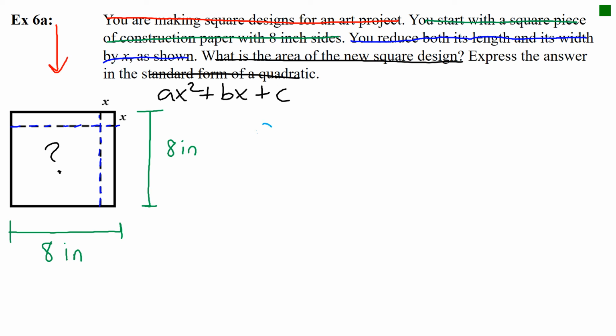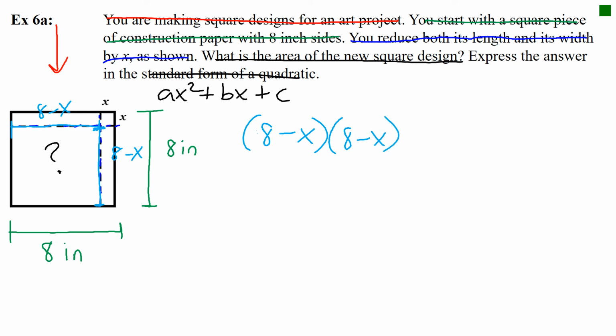The original length is 8, but it was reduced by x. So we're going to take away x. We cut it off, we subtract it. That's the length of from here to here, 8 minus x. And we did the same thing over here. So this length right here is also 8 minus x. So we're going to have to multiply those two together because that's length times width.